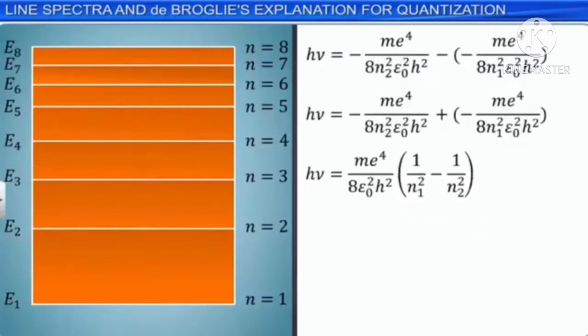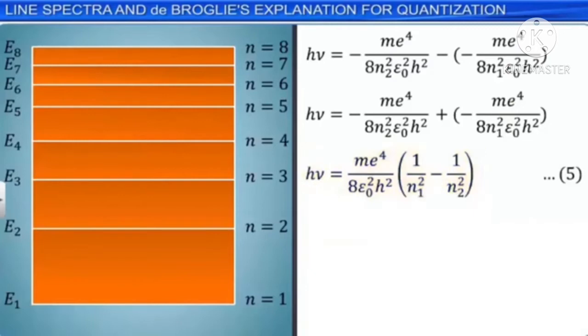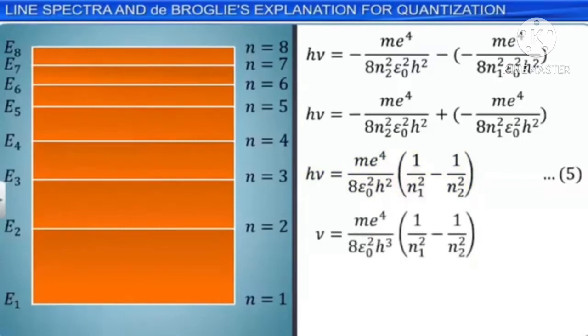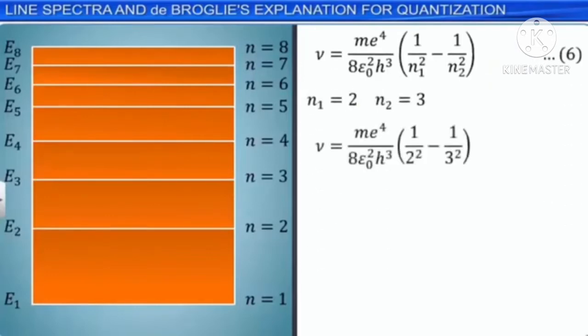Let this be equation 5. From equation 5, we get nu is equal to m e to the power 4 by 8 epsilon naught square h cube into 1 by n1 square minus 1 by n2 square. Let this be equation 6. Substituting n1 is equal to 2 and n2 is equal to 3 in equation 6, we get nu is equal to m e to the power 4 by 8 epsilon naught square h cube into 1 by 2 square minus 1 by 3 square.